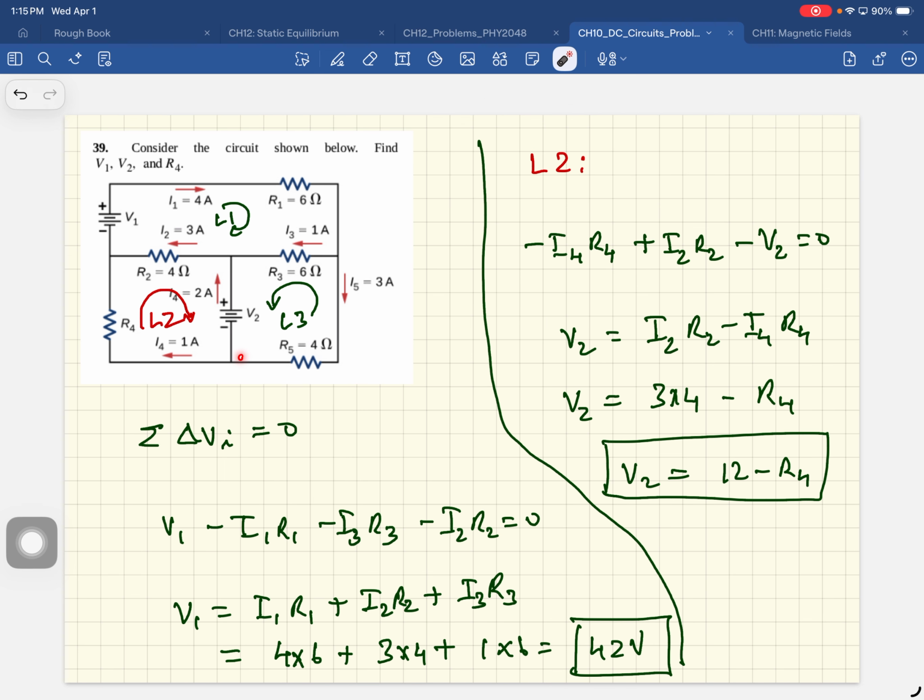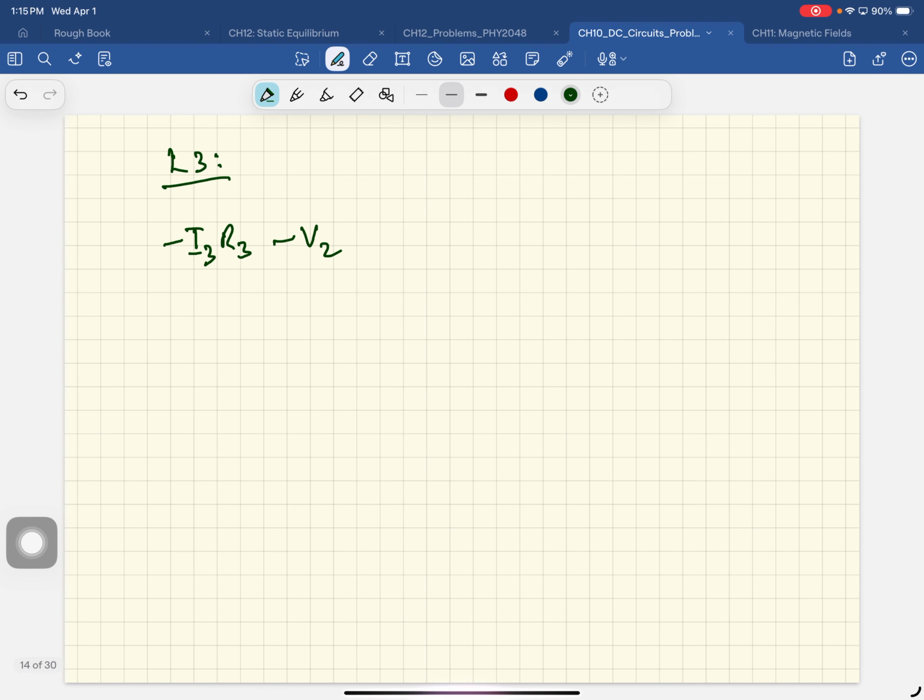And then this one. I'm having trouble with this one. Who can help me? Plus I5 R5. I'm sorry? Plus I5 R5. Very good. Plus I5 R5. All right, so this is equal to, V2 is equal to I5 R5 minus I3 R3.